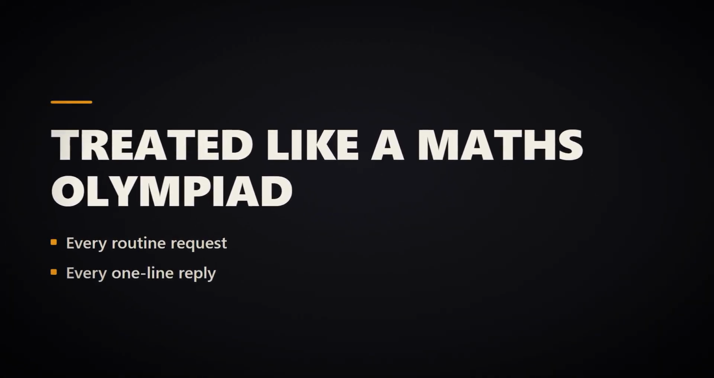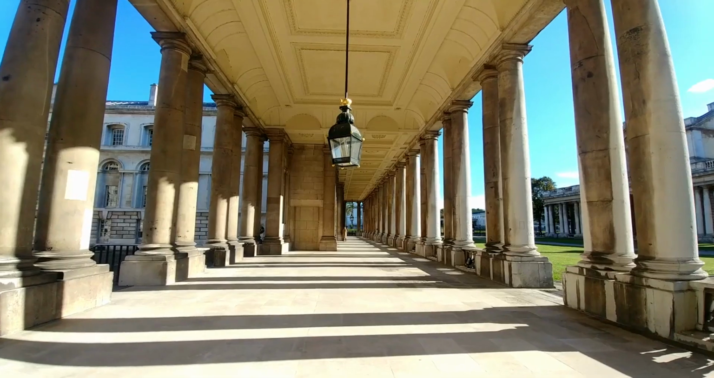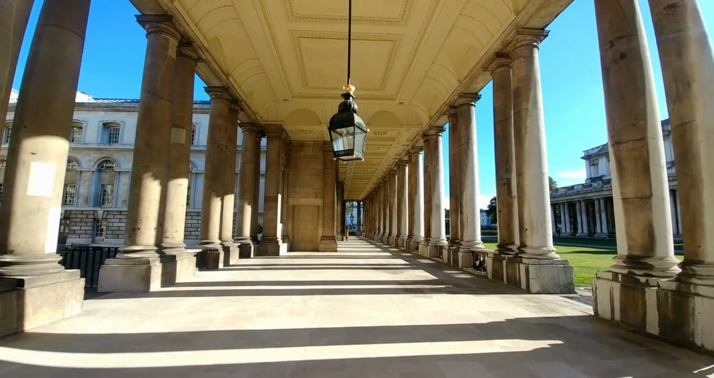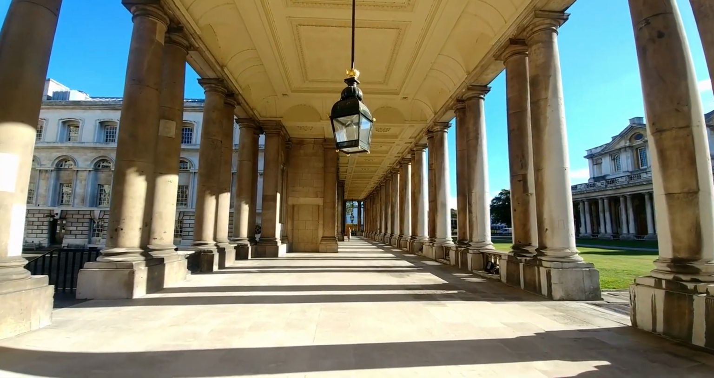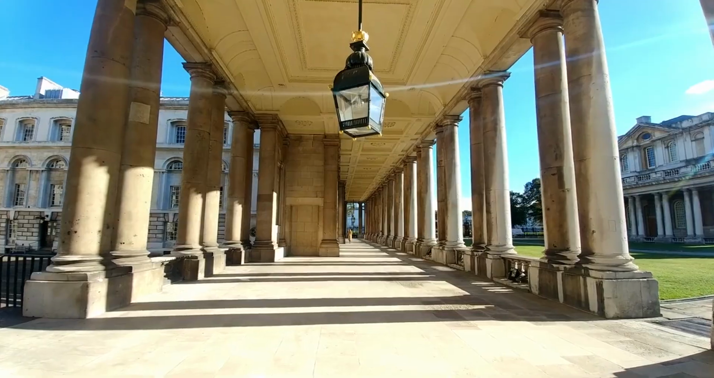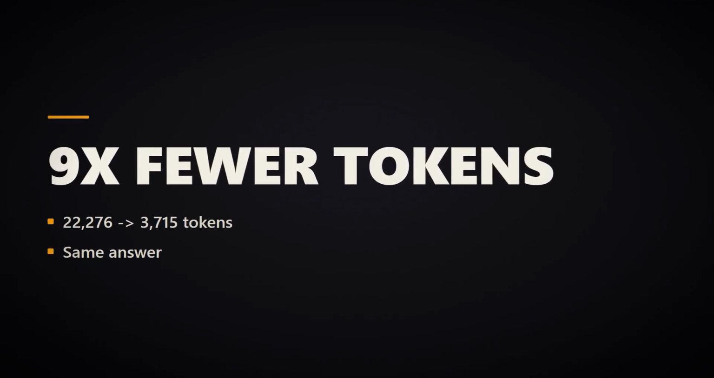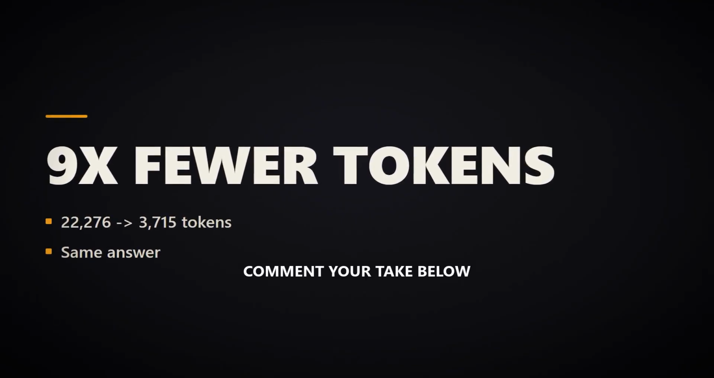On the Pelican benchmark, same model, same prompt, xhigh burned 22,276 thinking tokens. Turned off, 3,715, 9 times fewer tokens. Same answer. Before we go deeper, anyone paying for a reasoning model right now on any provider is in the same trap. The default is set to maximum and nobody told them.